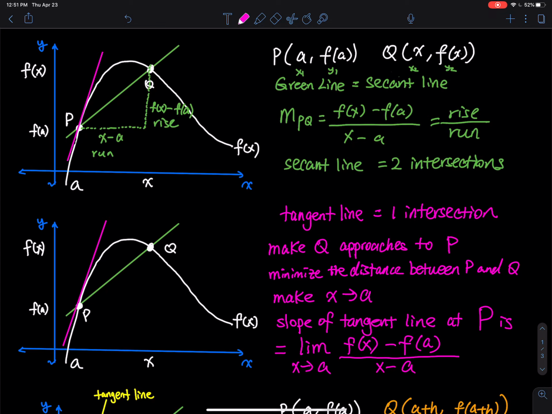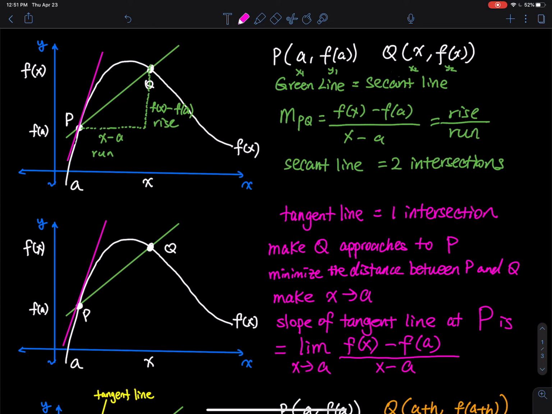Fine. I'm going to give you 2 points. I start with a secant line. I shoot a straight line through the curve. There are two intersections, point P and point Q. At point P, the coordinate is (a, f of a). Why is that f of a? You plug a into the function, then you get f of a. F of a is a y value. And then point Q, you plug in any x value to the function. So the x coordinate is x, the y coordinate is f of x.